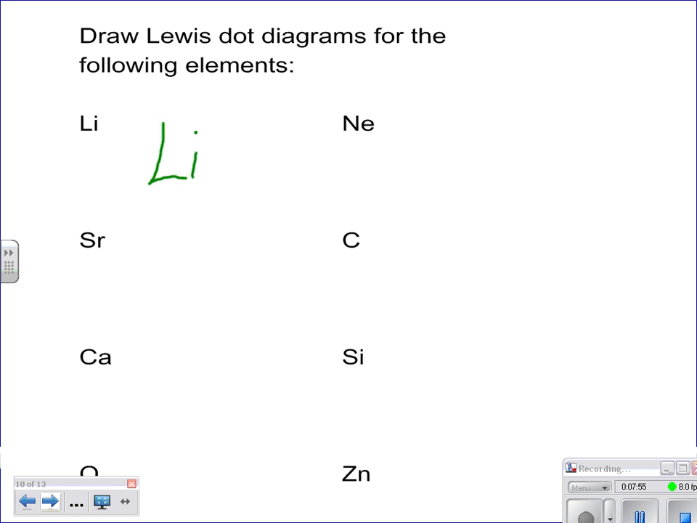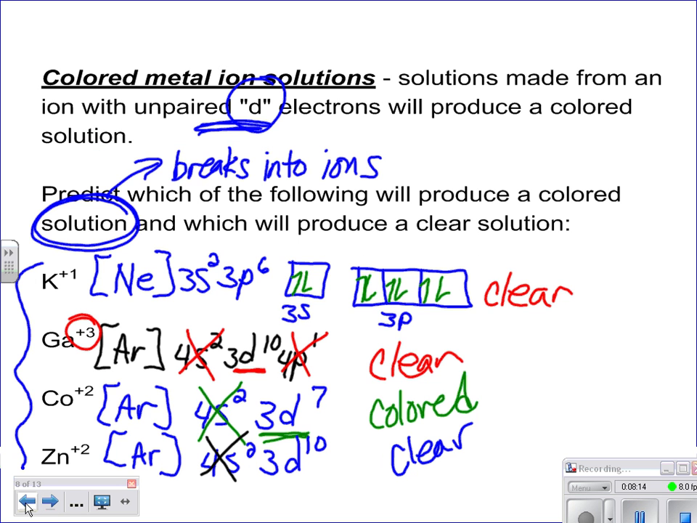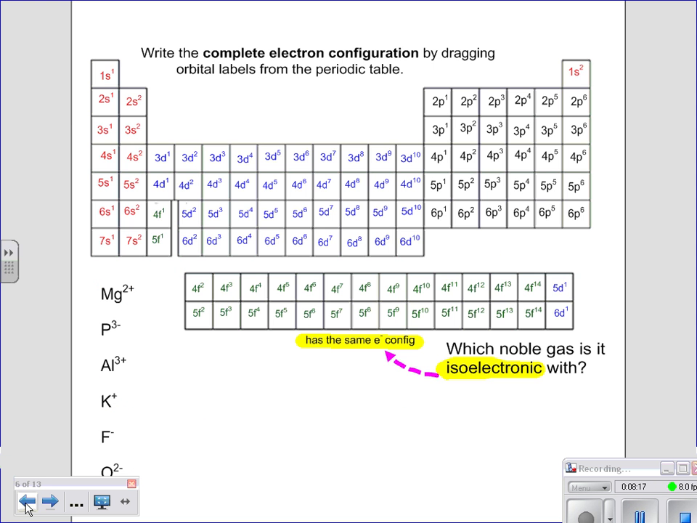So, looking at your periodic table, you could do the electron configuration for this, but you now know the shortcut. Looking at your periodic table, lithium, how many valence electrons does it have? 1. You know what? Let me back up for a sec. Maybe way back. Okay, so here's lithium.